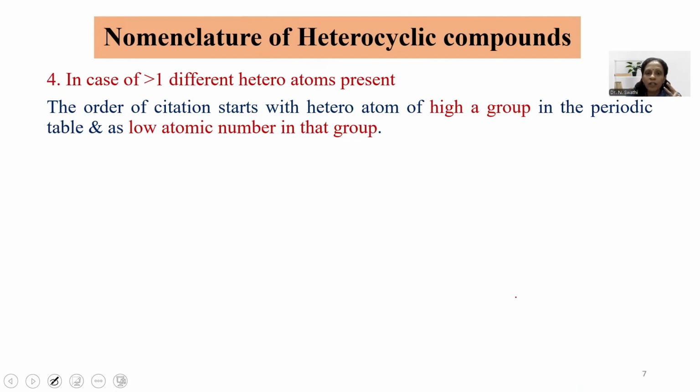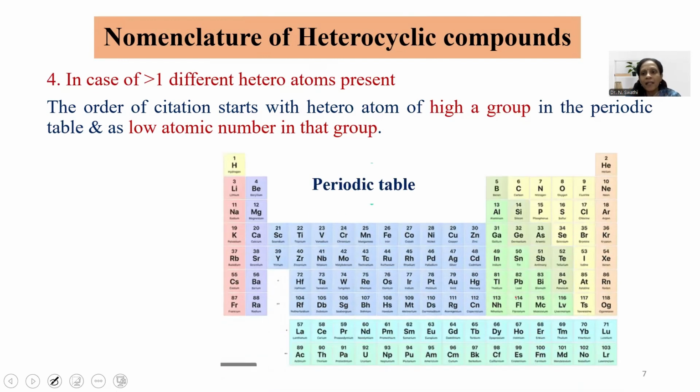That means out of 2 heteroatoms, if one heteroatom belongs to the 7th group and another belongs to the 8th group. Let us consider the example of nitrogen, which belongs to the 7th group, and oxygen, which belongs to the 8th group. In that case, the higher group we have to consider. That means the heteroatom which belongs to the higher group, we should give priority. That means if there are 2 heteroatoms like nitrogen and oxygen in the given heterocyclic compound, oxygen should be given the highest priority.